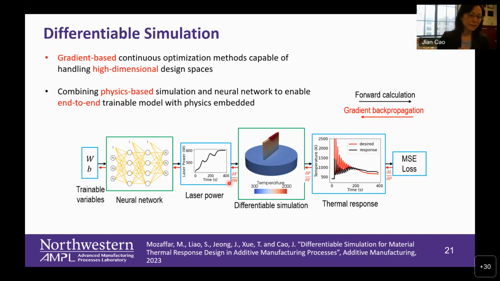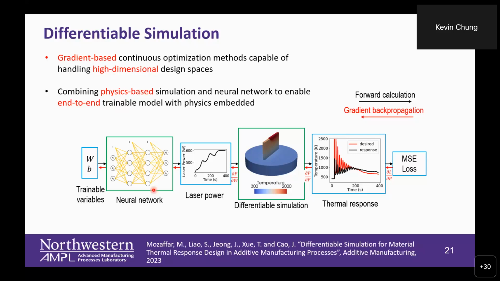I see. So I guess this neural network is replacing some of the physics part. Instead of implementing all those physics in the physics-based simulation, some part is replaced by the neural network. Is that correct? Right.